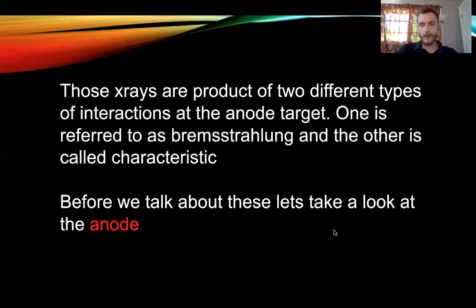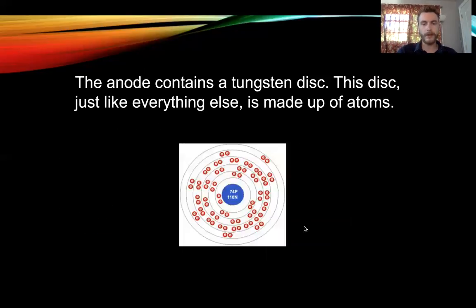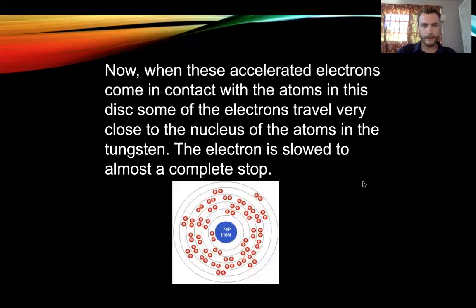Those X-rays are a product of two different types of interactions. You have Bremsstrahlung interaction and characteristic interaction. Before we talk about these though, let's take a look at the anode itself. Now the anode, or that tungsten disk that we had talked about, just like everything else, is made up of atoms. So in this case, here is a tungsten atom.